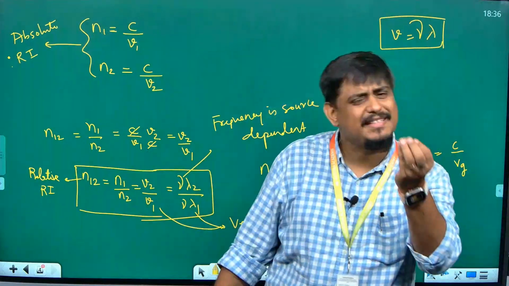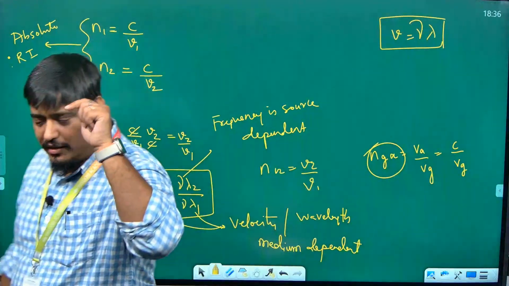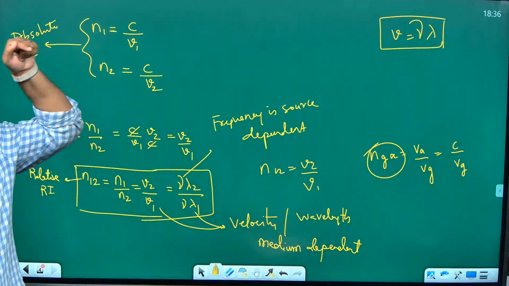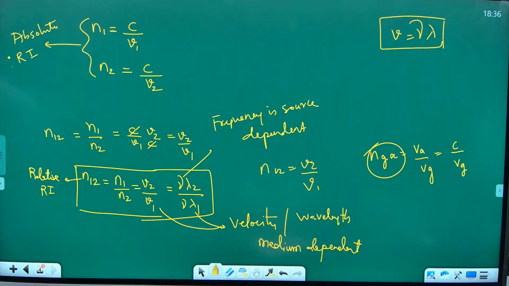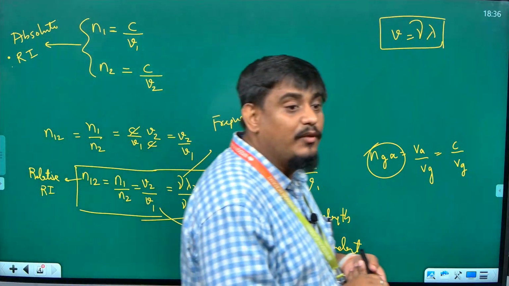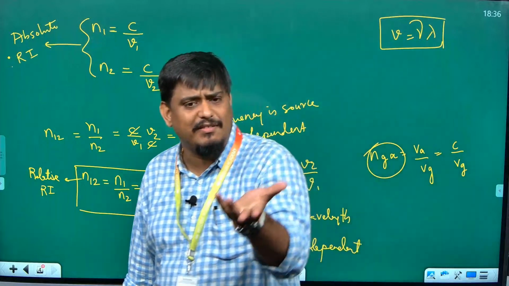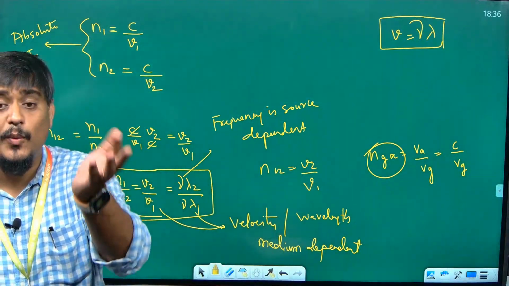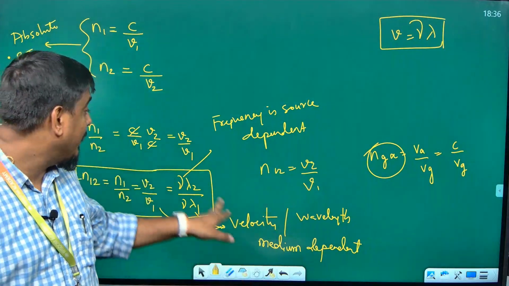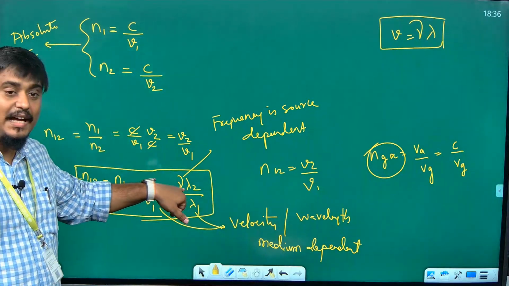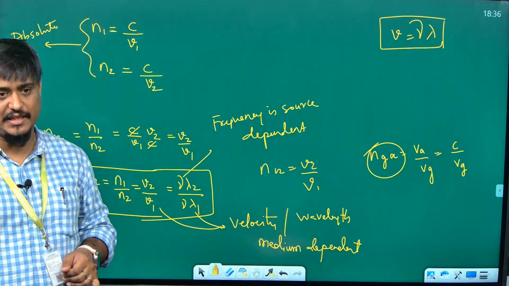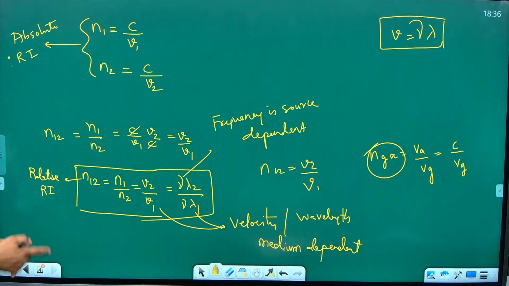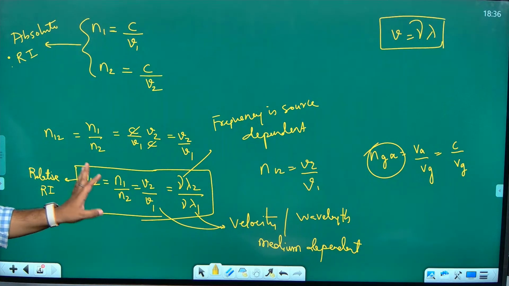See, frequency means color here. If red light is passing from air to water, do you think red light will become blue? No, right? Red will remain red only. Color will not change. Color will not change means what? If color will not change, it means frequency will not change, but the wavelength and the velocity will change. Guys, attention here. Okay, class is going on. This question has come in the board examination also.